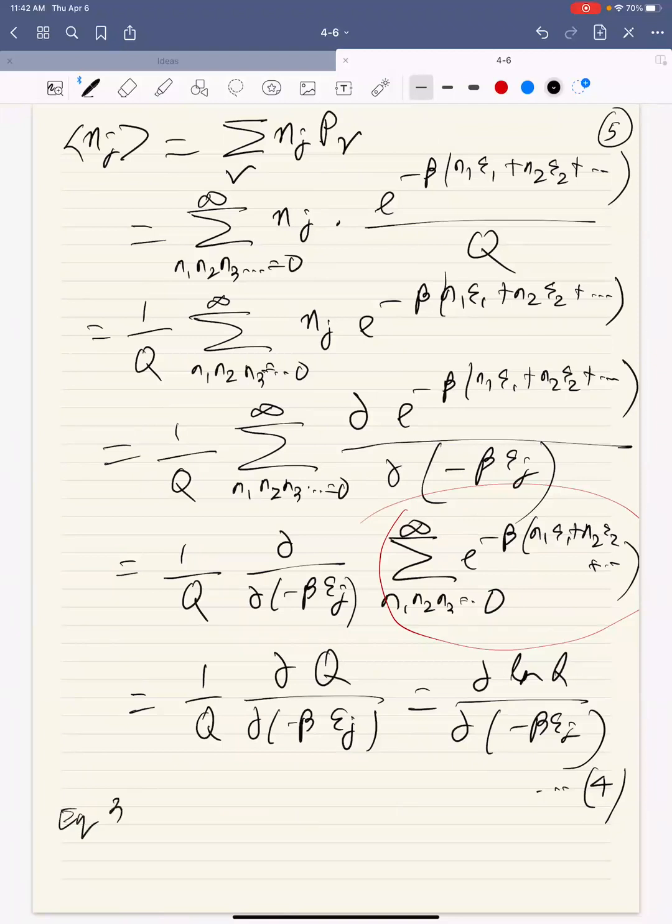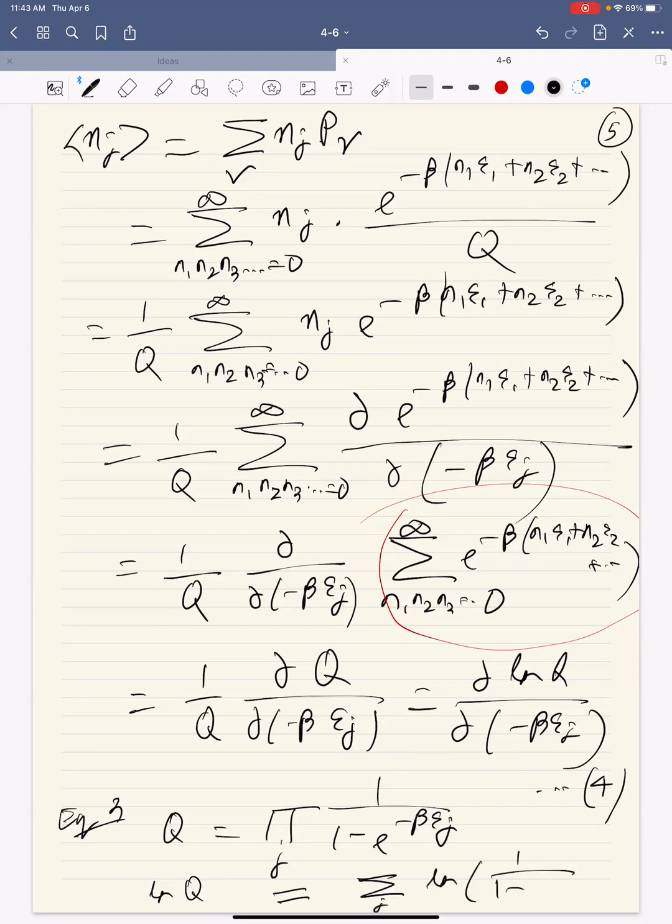Equation 3 said Q is equal to product over j of 1 by 1 minus e to the power minus beta epsilon j. So now you can see it's easy to differentiate, right? Q already has this beta epsilon j term that you're interested in. But we don't want to differentiate Q, we want to differentiate log of Q. The wonderful property of log of product is sum of logs. So this is going to be sum over j log of 1 by 1 minus e to the power minus beta epsilon j. Let's call this equation 5.